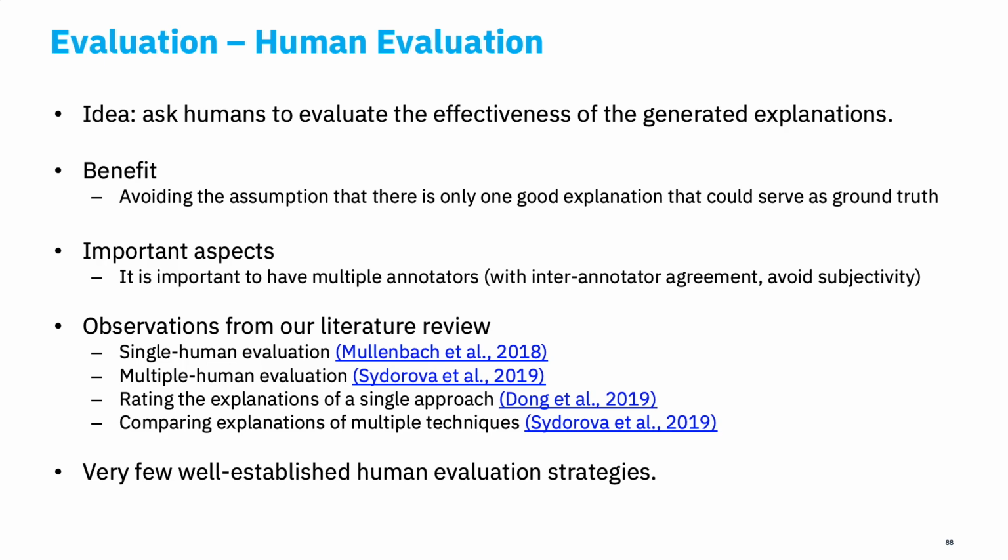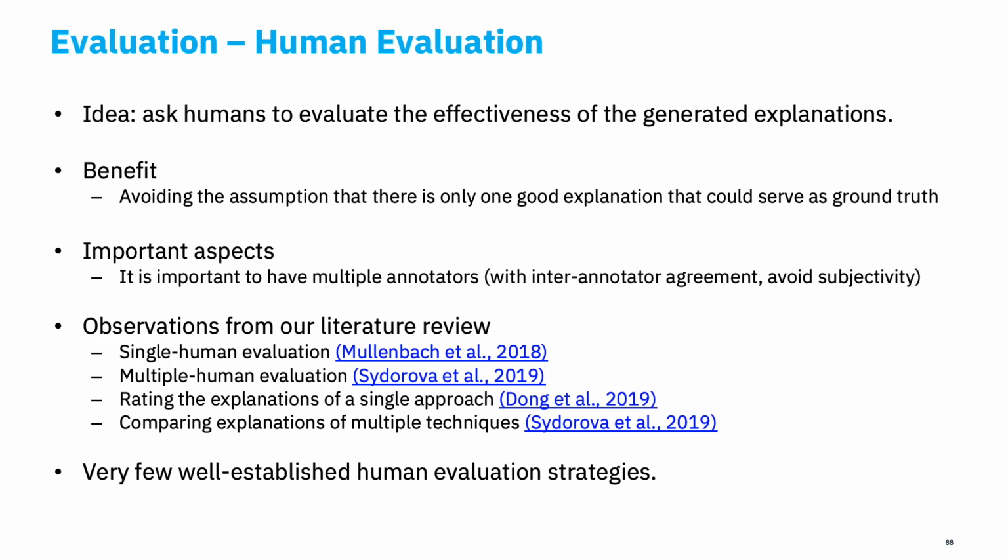This approach has the advantage of avoiding the assumption that there's only one good explanation that could serve as ground truth, as well as sidestepping the need to measure similarity of explanations. Here as well, it is important to have multiple annotators, report inter-annotator agreement, and correctly deal with subjectivity and the variance in the responses. The approaches found in this tutorial vary in several dimensions, including the number of humans involved, ranging from 1 human user to 25 human users, as well as the high-level tasks that they were asked to perform, including rating the explanations of a single approach and comparing explanations of multiple techniques.